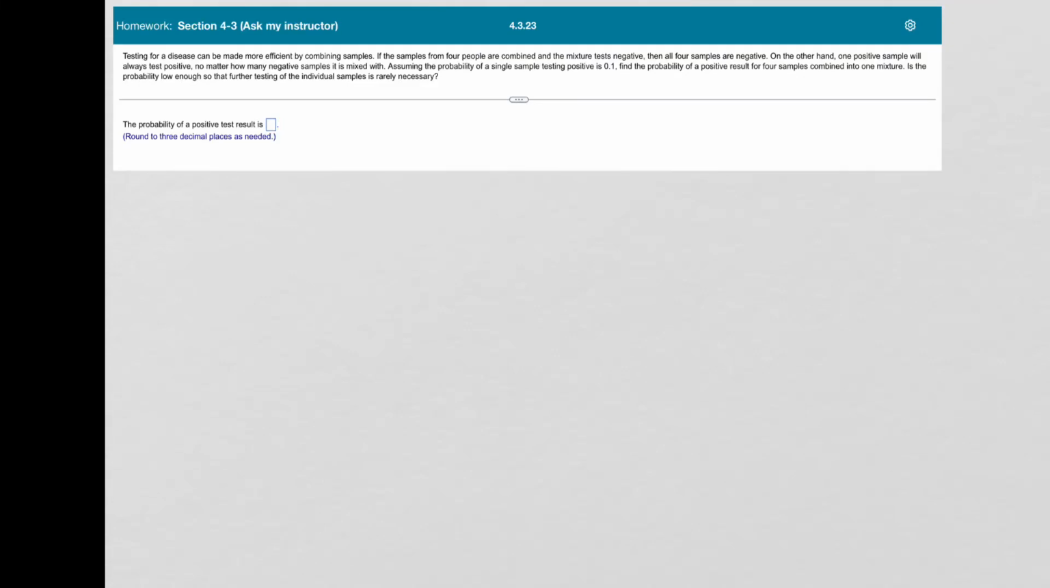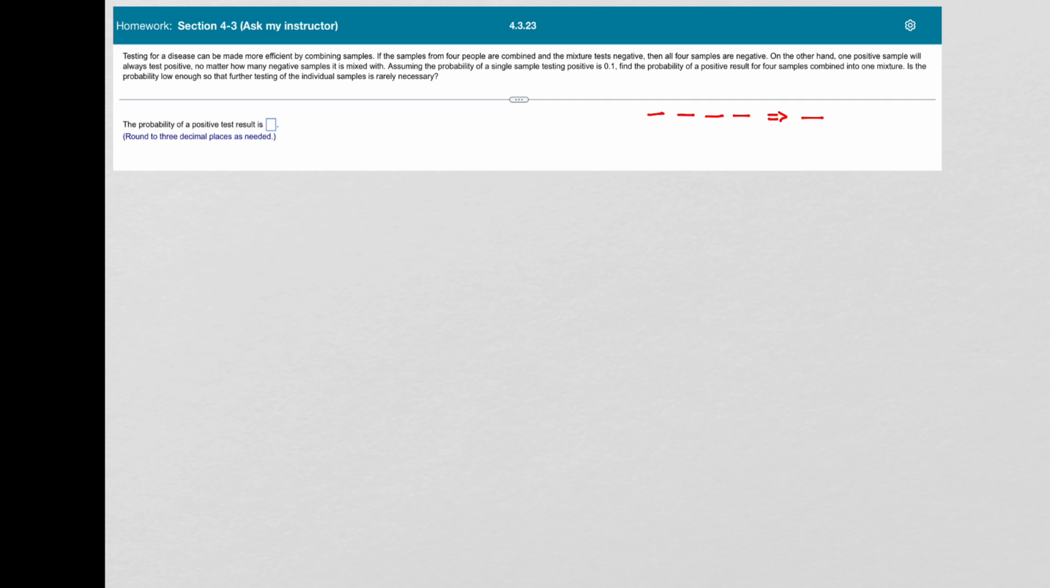In this problem, we're told that testing for a disease can be made more efficient by combining samples. So if we have samples from 4 people, we combine them into one mixture, and that mixture tests negative, then all 4 samples are negative. So if we had a negative, a negative, a negative, and a negative, then those 4 together are going to give us a negative result for the sample.